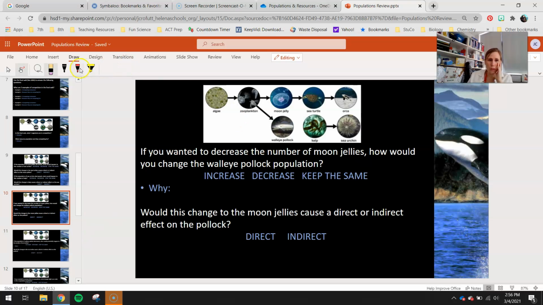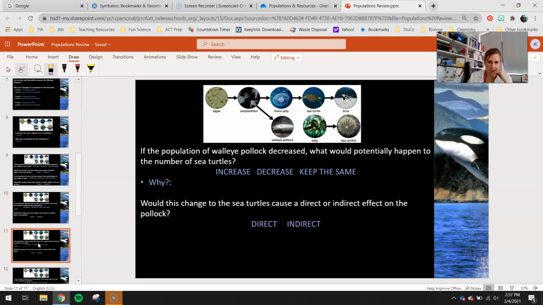So if you wanted to decrease the number of moon jellies, we want these to go down. How would you change the walleye pollock? Now we're looking at those 2 competing organisms. So if you think, all right, I want this to decrease, kind of work backwards. What can I change to this that's going to cause our moon jellies to decrease? And then what can I change to this that's going to cause what happens here? So kind of work backwards from the moon jellies, keeping that in mind. So either circle increase, decrease, or keep the same, and then don't forget to explain why. And then is that an indirect or direct effect?